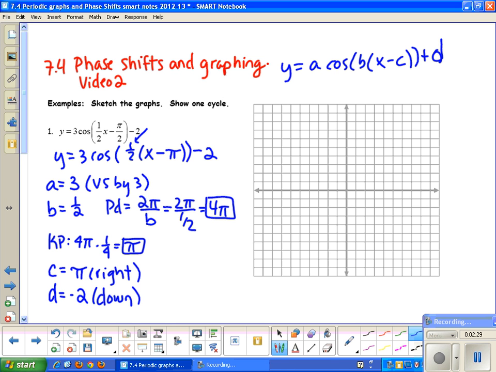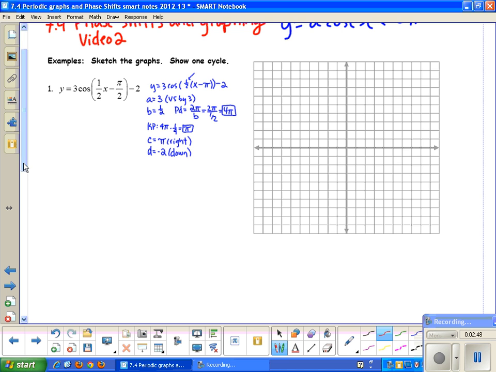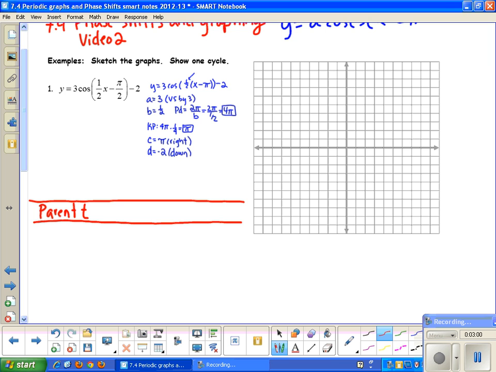Now for this, you can go ahead and start to put your key points on your graph, or sometimes I like to wait, because if we're not shifting by a key point, it's sometimes easier to have your key points made from a table. So I'm going to go ahead and make my table first and move that out of the way. Remember, you always start with your parent t values when you're doing this. So my parent t values, just to start off with, remember we always start with 0. Then we have pi over 2, and then we have pi, 3 pi over 2, and 2 pi.